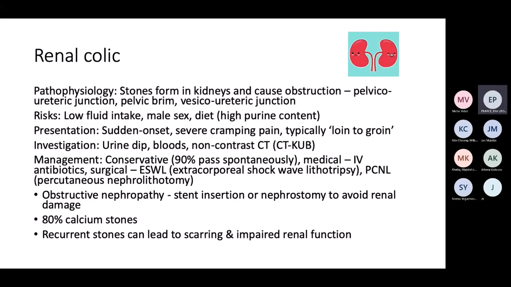Sudden onset cramping pain that's typically loin to groin, so the patient feels it in their side and it radiates down into their groin. A urine dip will often just show blood. If there's infection on top of there being a stone, you might also see leukocytes and nitrites. Blood tests hopefully will show normal renal function. If it's showing declining renal function, then that suggests there might be an obstruction that's causing kidney damage, which can be very serious. And the best imaging to do is this non-contrast CT KUB.